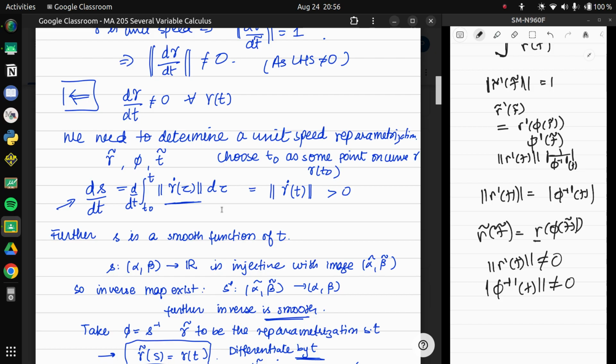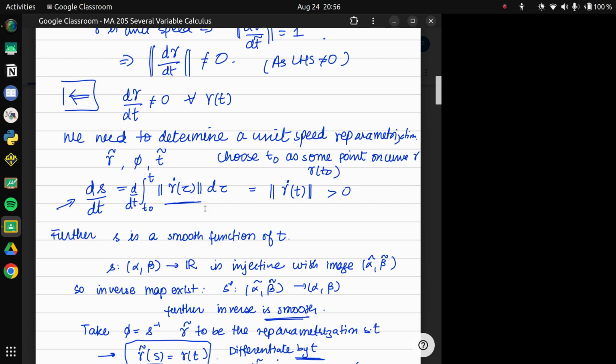But that means phi inverse dash of t can never cross from positive to negative. It's either always positive or always negative, because if it were to cross, it would be crossing 0 at some point, and that doesn't make sense. So either phi inverse dash of t is equal to the positive magnitude of r dash of t, or negative. I'm going to keep the negative one aside and just deal with this.